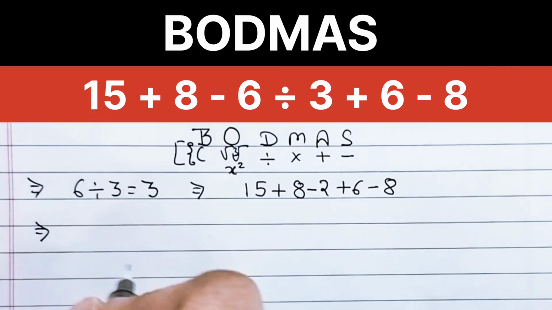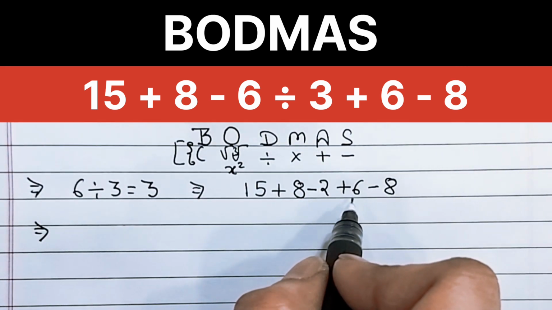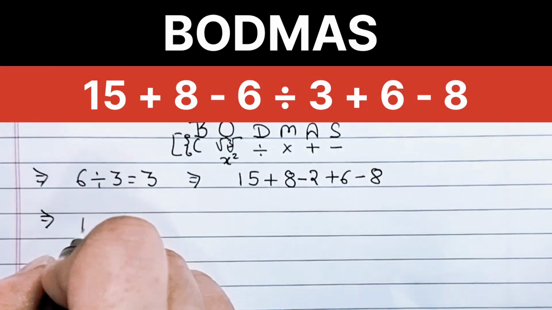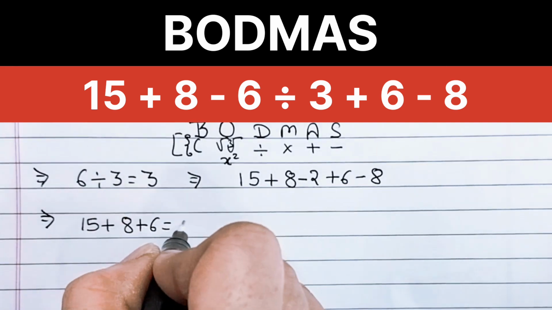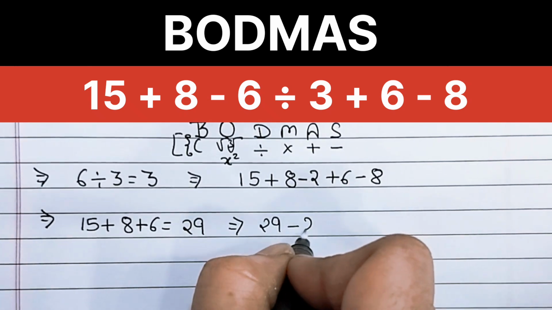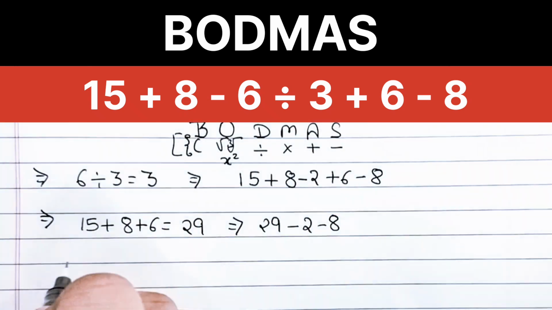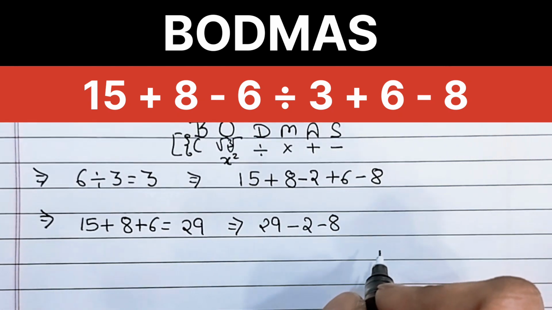Now the second step, addition. We add the values 15 plus 8 plus 6. We add 3 of them. 15 plus 8 plus 6 is equal to 29. Now the expression becomes 29 minus 2 minus 8. According to this step 2, now that the division is done, we move to addition, and it is often easiest to group all the positive numbers together.